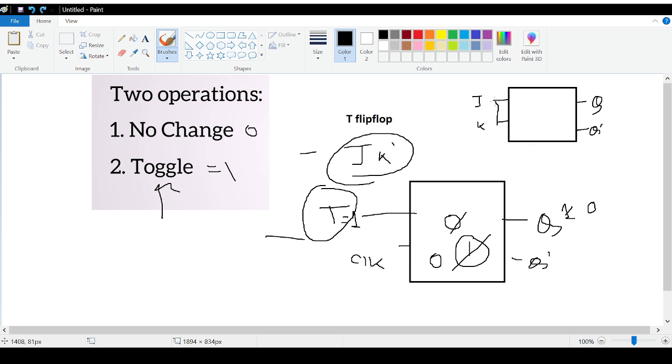What if I have the T flip-flop? So what if I short J and K? Let me short them, and I'll pass T. So if I pass T as 0, then they will both be 0, right? So it will be no change. And if I give 1, then both will have 1, 1 passing through it, and it will toggle. So the JK flip-flop, if we short it and we pass an input, will work like a T flip-flop.